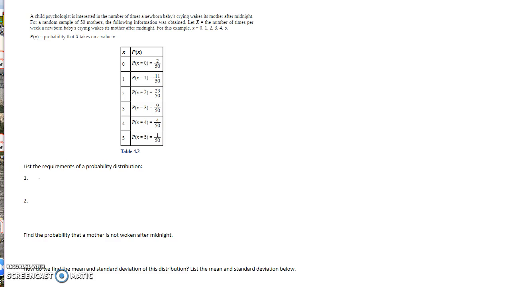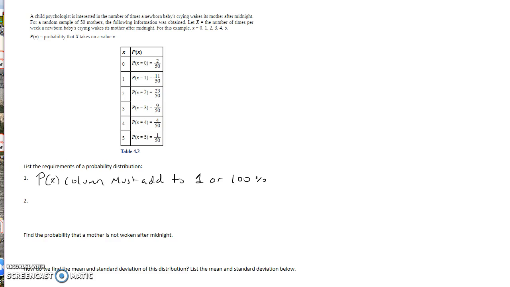So the requirements of the probability distribution are that the P of X column must add to one or 100%. And take a look at this. These should be all of the possible outcomes right here. So if I add those up, it should equal 100%, or if it's in fraction form, it's going to be 1. And we can take a look and check this.